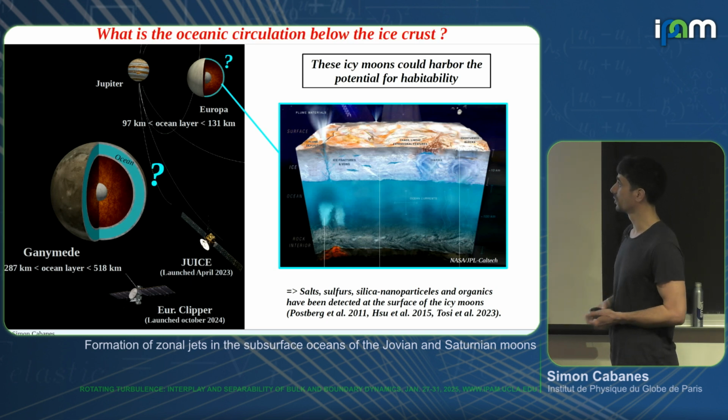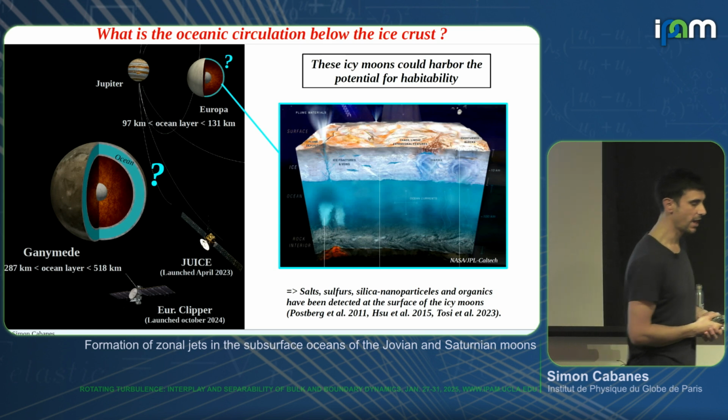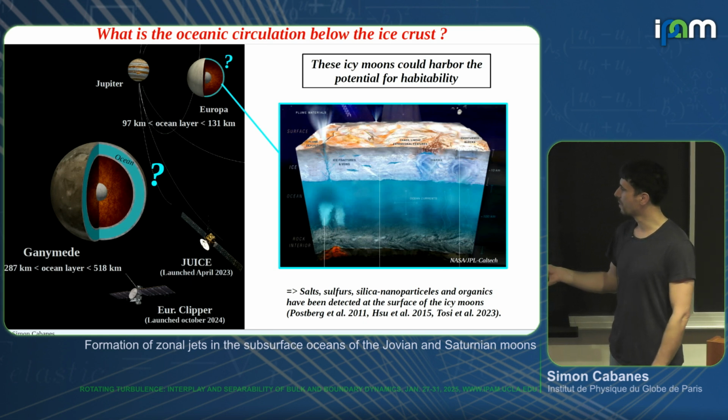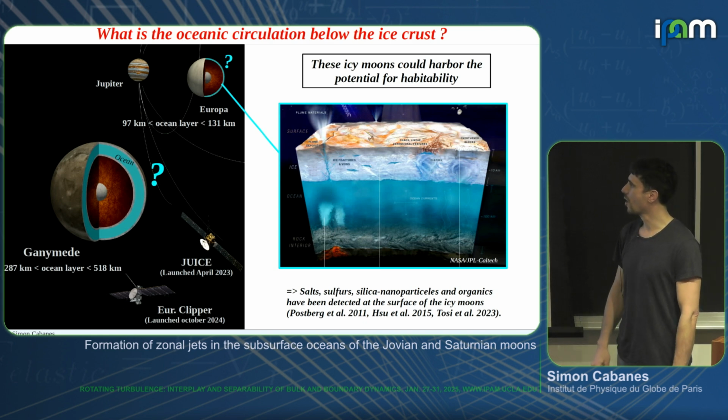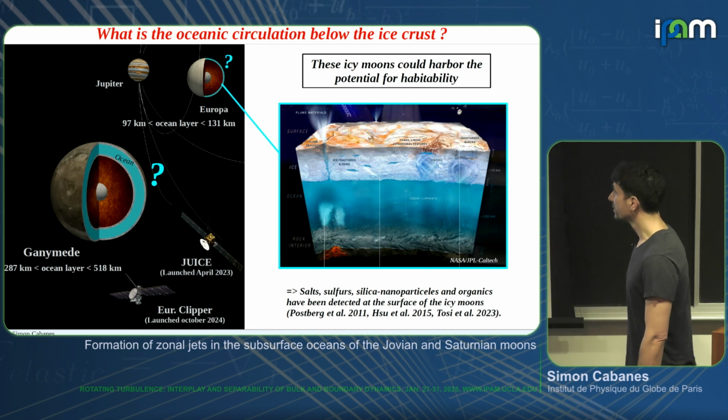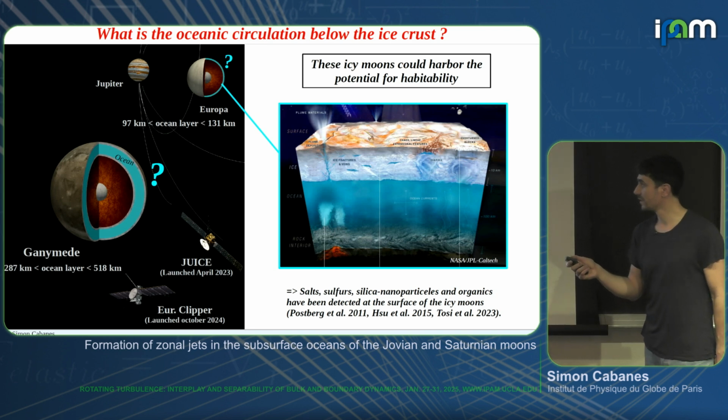So the question of that talk today is to understand what is this oceanic circulation below the ice crust. It's fundamental to constrain this habitability and to understand how the bottom of the ocean is connected to the upper ice crust and the observations that will be made at the surface. So that's the question of this talk today.